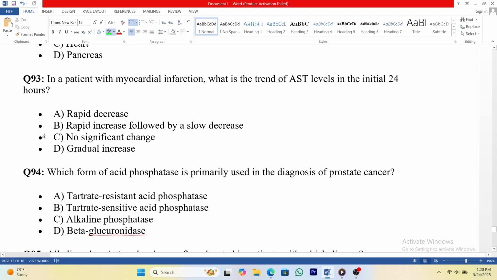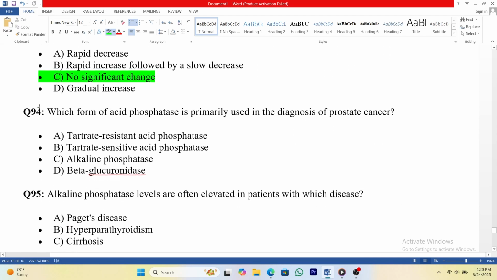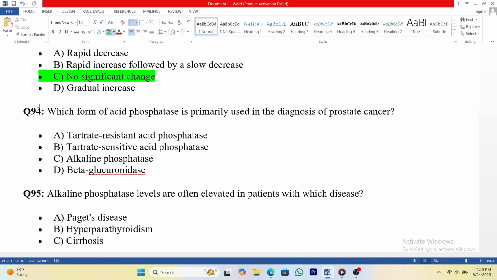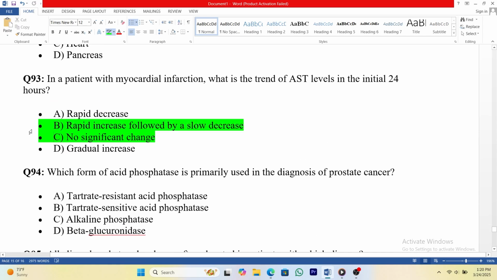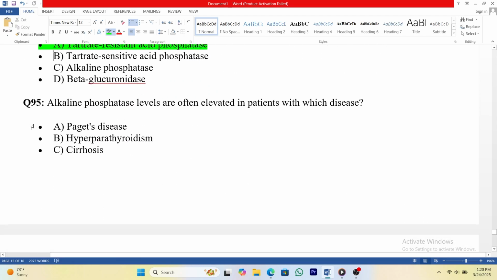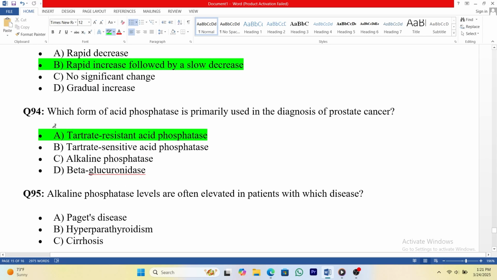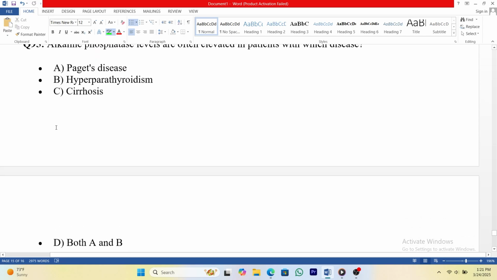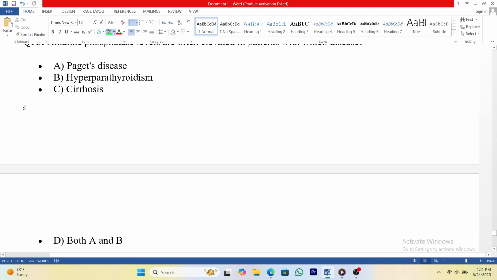94. Which form of acid phosphatase is primarily used in the diagnosis of prostate cancer? A. Tartrate-resistant acid phosphatase. B. Tartrate-sensitive acid phosphatase. C. Alkaline phosphatase. D. Beta-glucuronidase. Answer: A. 95. Alkaline phosphatase levels are often elevated in patients with which disease? A. Paget's disease. B. Hyperparathyroidism. C. Cirrhosis. D. Both A and B. Answer, D.